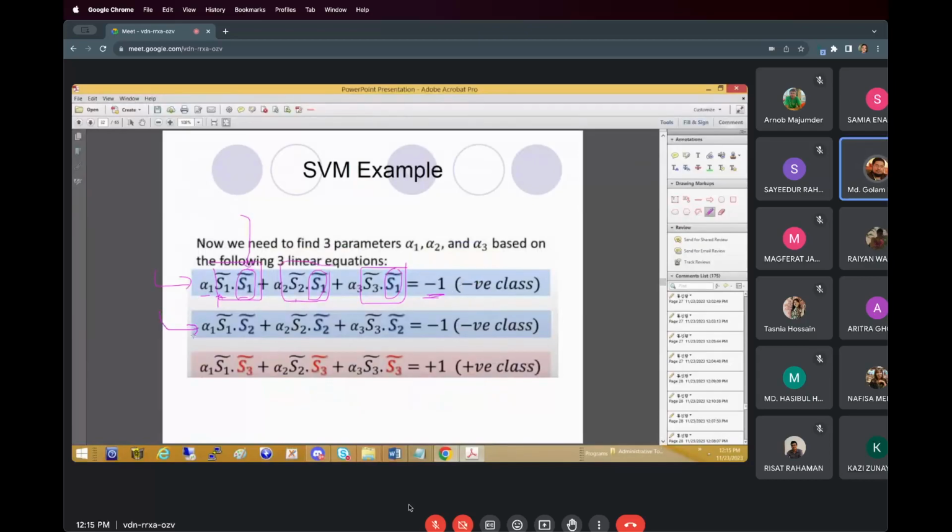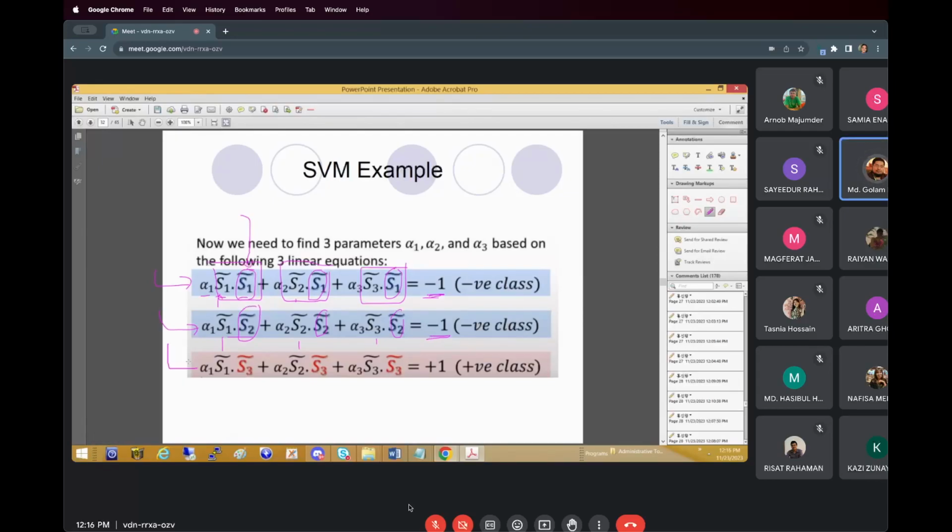This is another equation. This time we have to fix S2, that is support vector 2, and change the others, like S1 and S3, with alpha 1, alpha 2, alpha 3. Here we are fixing S2, and the support vector is from the negative class, so here it is negative.